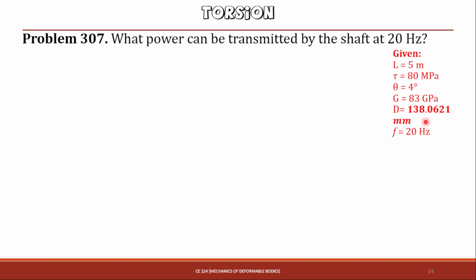May nakuha na tayong diameter. Let us solve for power na. So for power, we have 2 pi torque times yung number of revolutions per second. Okay, so we have an equation for torque kanina in terms of diameter. So ito na lang isasalpak natin sa equation natin para isang pindutan na lang sa calculators natin. Okay, so i-substitute natin yung T dito sa ating equation.